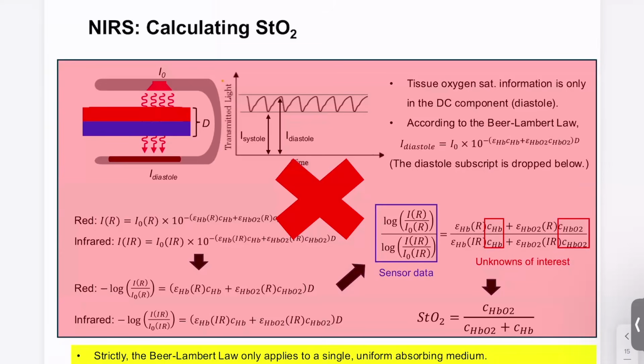So in pulse oximetry, since we are really just looking at the shallow arterial blood, the delta D part, the law still largely holds accurate. But for NIRS, we are looking at the bulk of tissue, so it's not accurate to use Lambert-Beer law. So we have to go with something else.